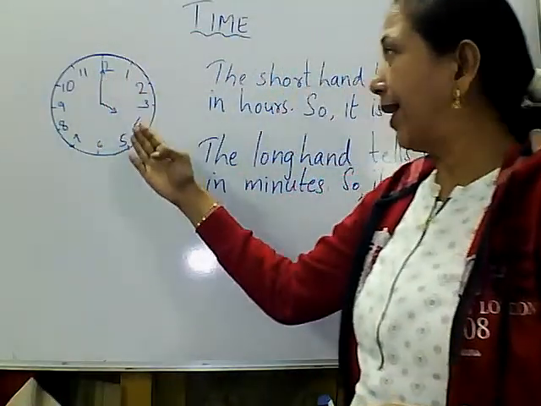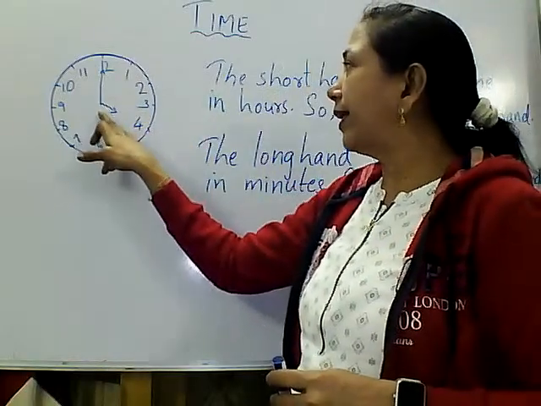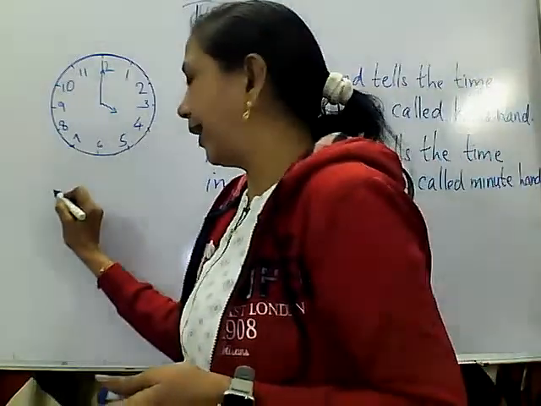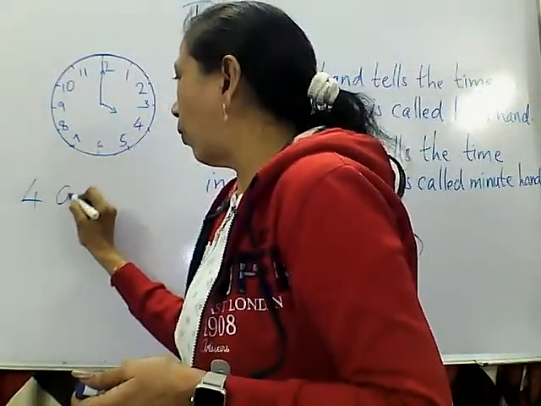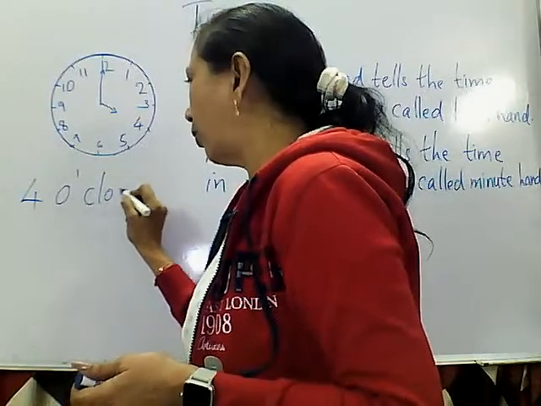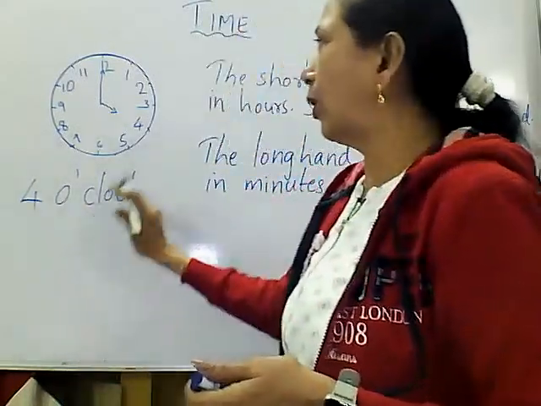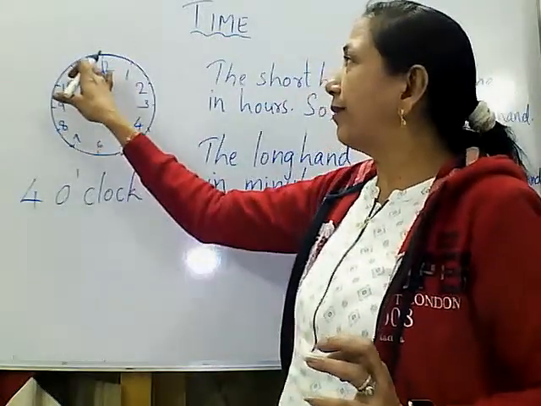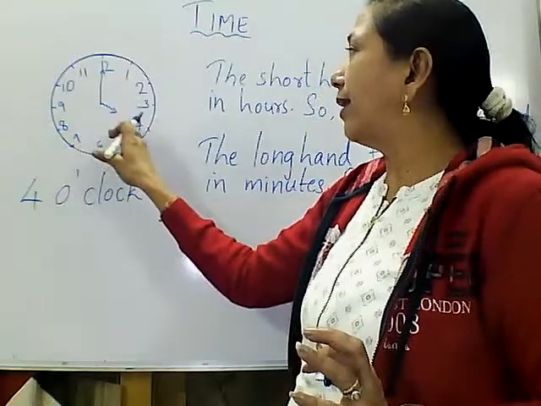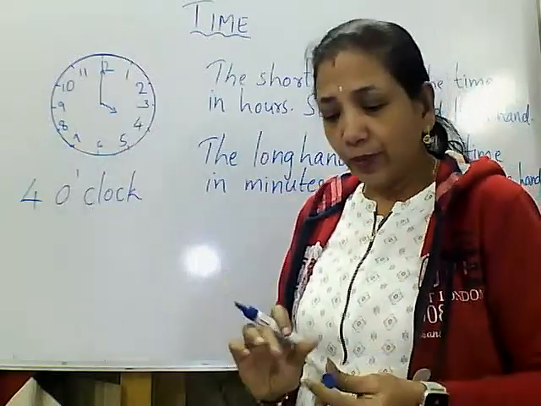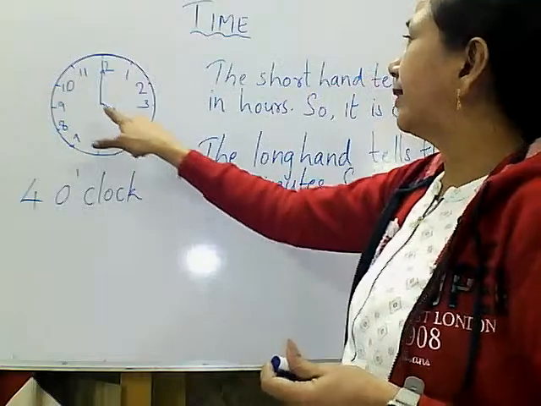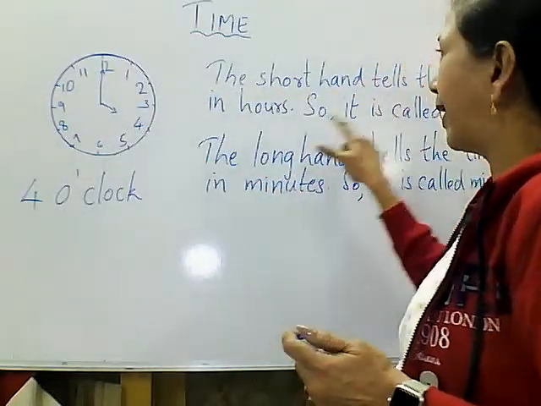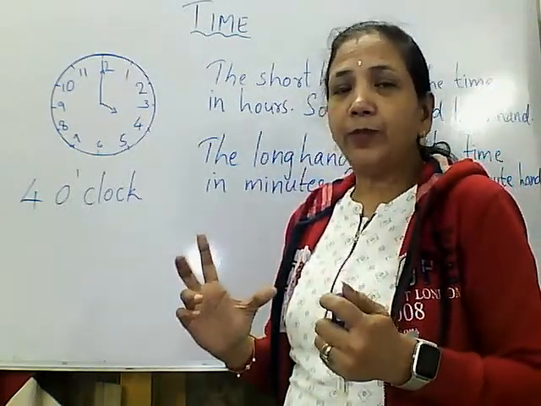See here, I have drawn the clock, and what's the time here given? 4. So in English we are telling 4 o'clock. 4 o'clock means 4 baj gaya. 4 baj gaya though, minute hand will be at 12 and hour hand will be at 4. And this short hand, it is called short hand. The short hand tells the time in hours. Hour mein bolte hai.